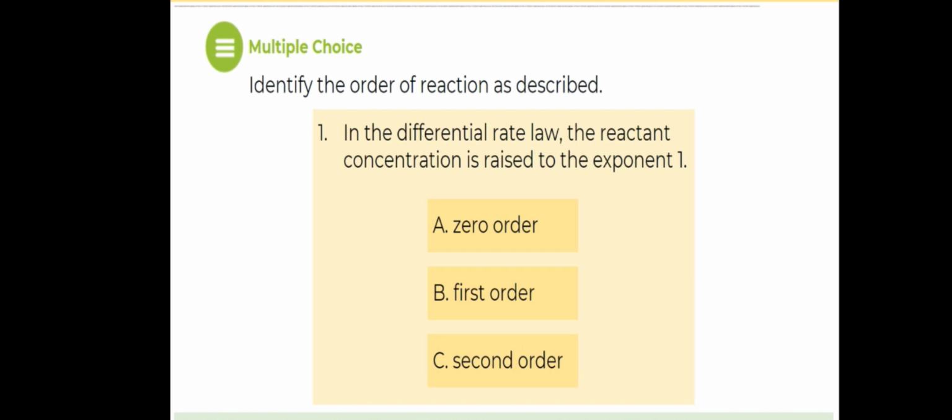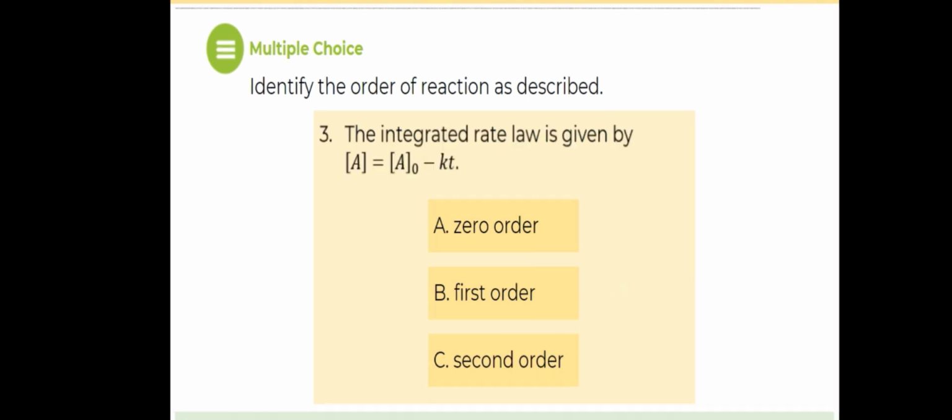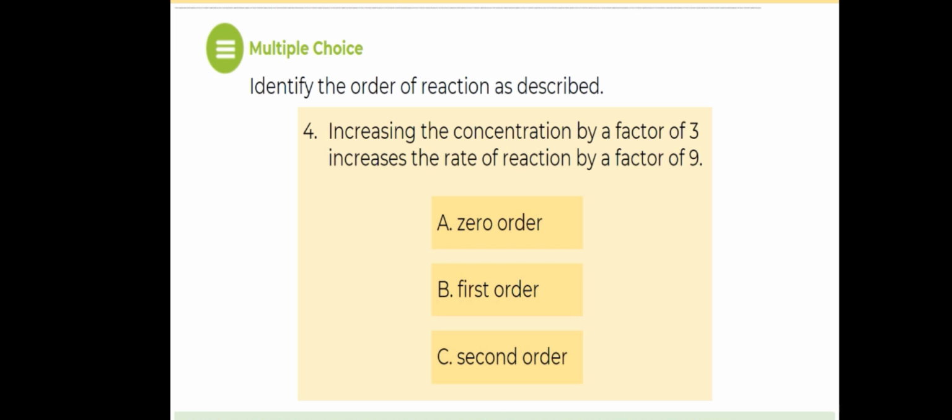Identify the order of reaction as described. In the differential rate law, the reactant concentration is raised to the exponent 1. Identify the order of reaction as described. The rate does not vary with reactant concentration. Identify the order of reaction as described. The integrated rate law is given by concentration of A equals initial concentration of A minus kt. Identify the order of reaction as described. Increasing the concentration by a factor of 3 increases the rate of reaction by a factor of 9.